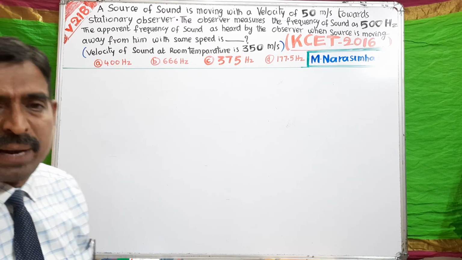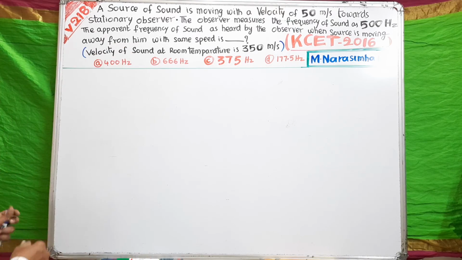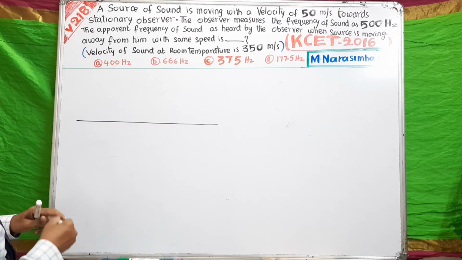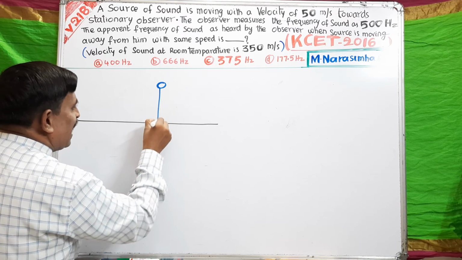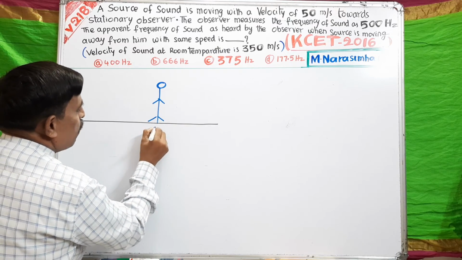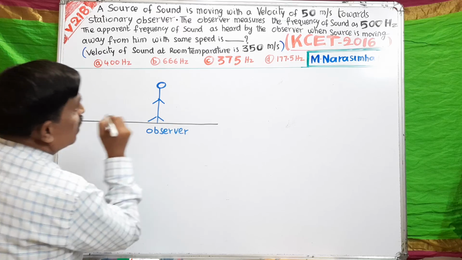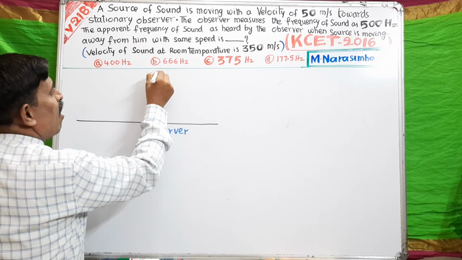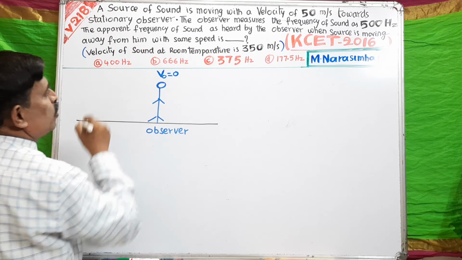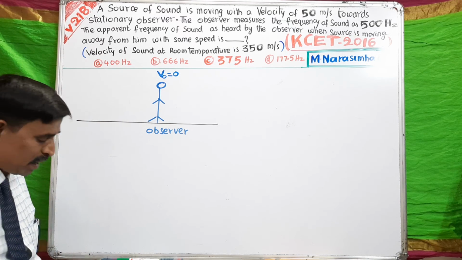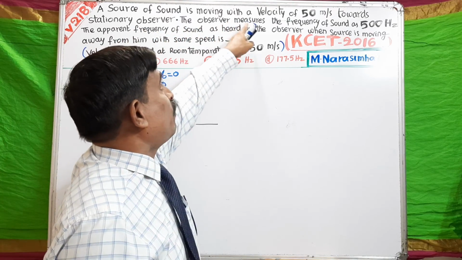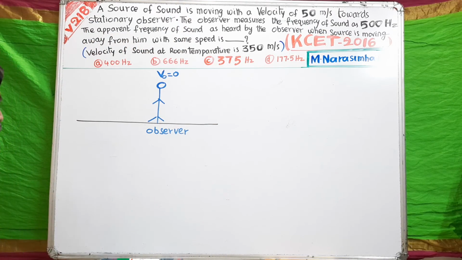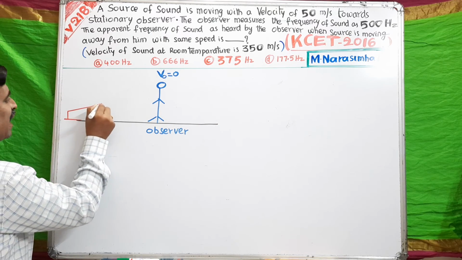According to the given information, I am drawing one diagram. This is the road. The observer is standing on the road. He is a stationary observer, at rest. The velocity of the observer is equal to zero. They are saying a source of sound is moving with a velocity of 50 meters per second towards the stationary observer. The source of sound I am taking as a train.